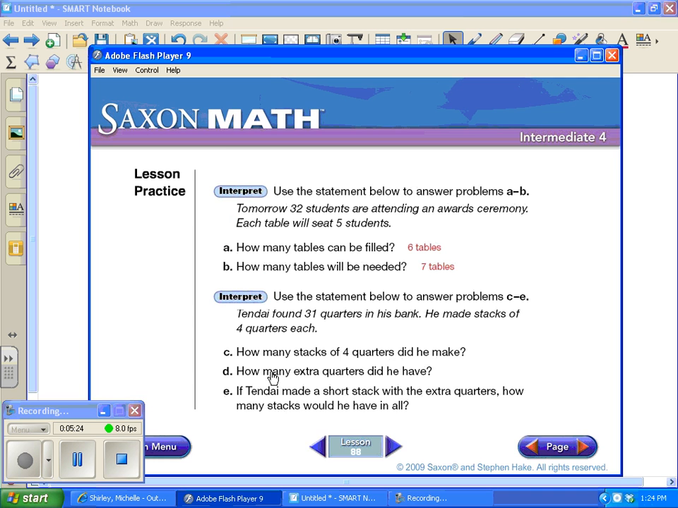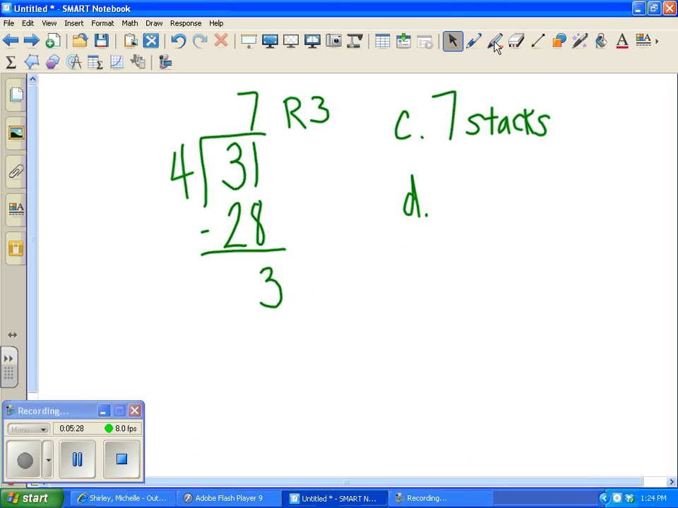Let's look at question D. How many extra quarters did he have? And the answer is 3 extra quarters, because that was the remainder.